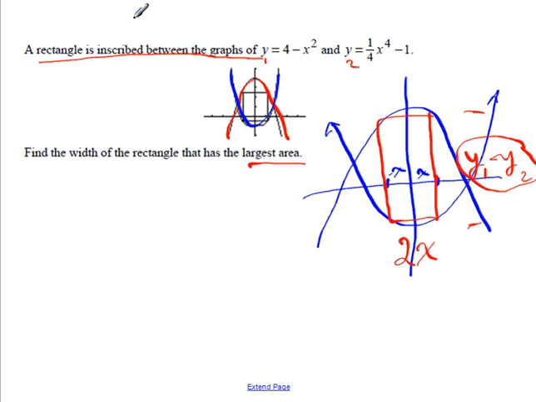Oh, by the way, this problem is a calculator problem. Some problems that we do, you'll be expected to do by hand. This one, we're going to rely on the calculator.